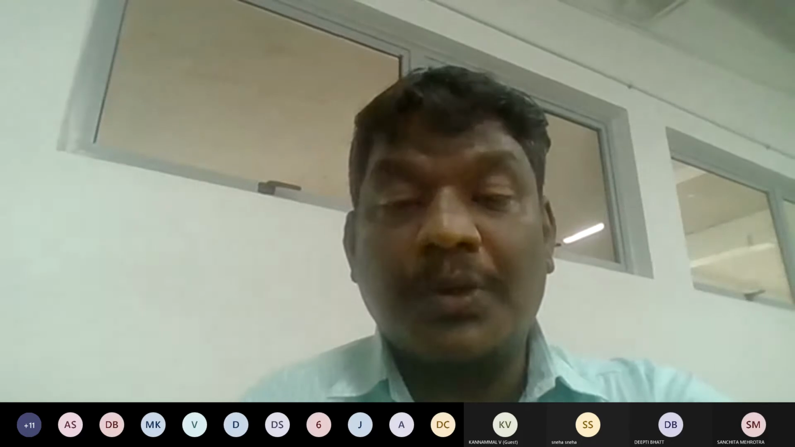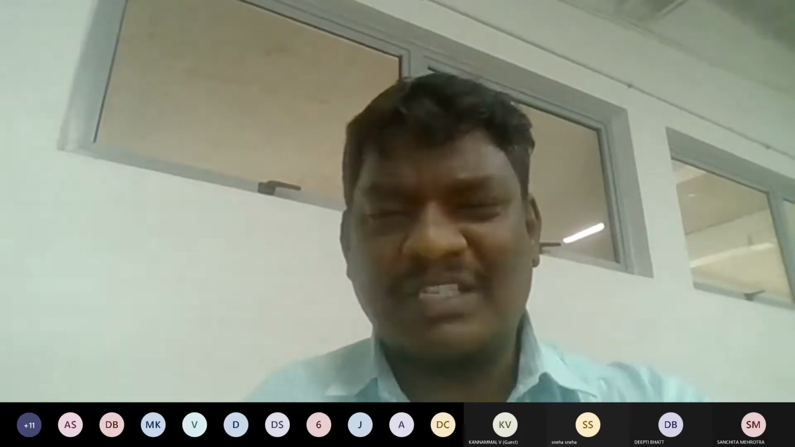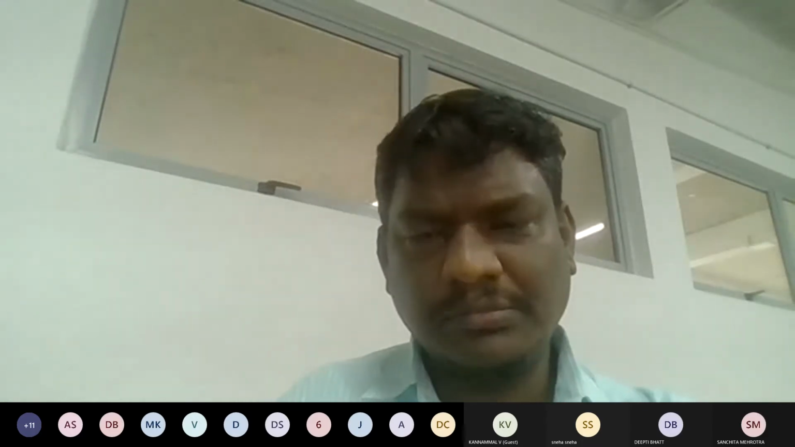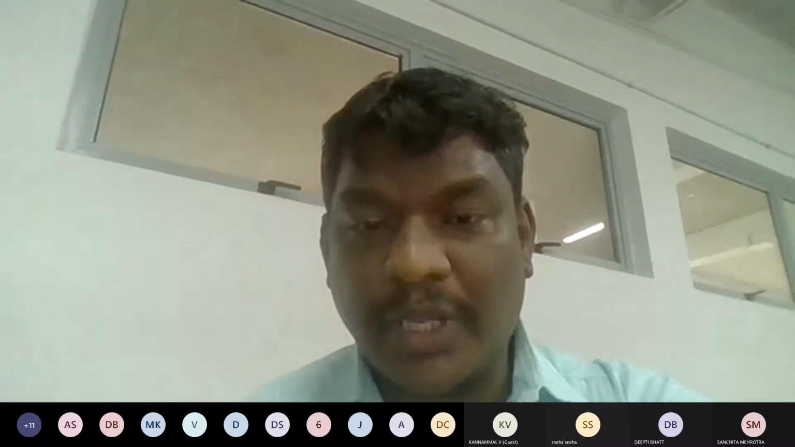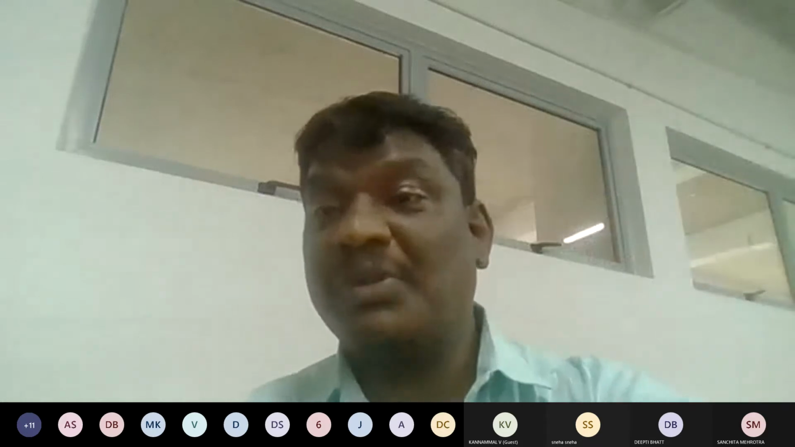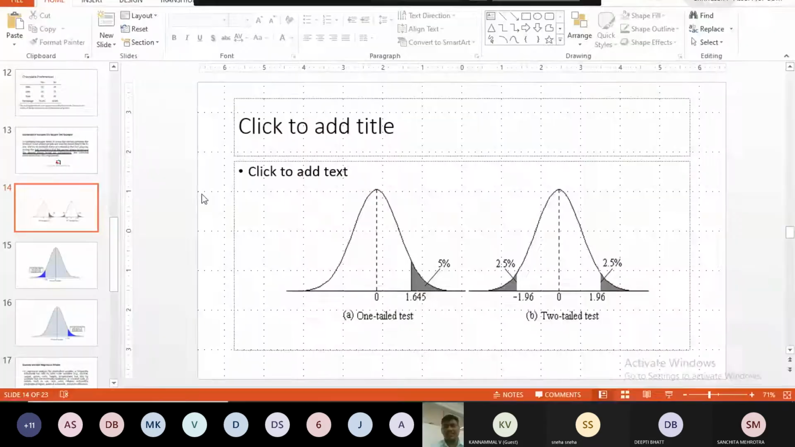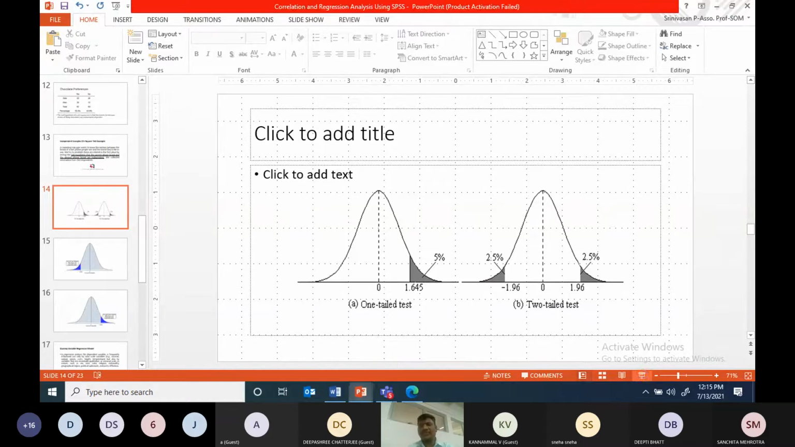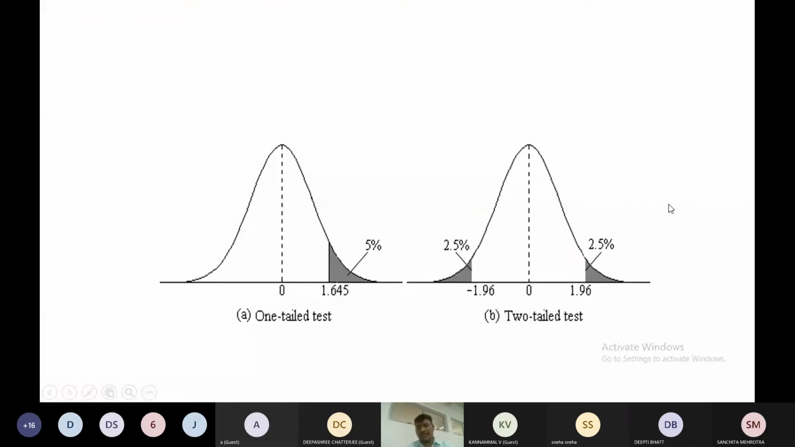You can see the books also. Let me share the screen. I'll just show the area. You can have a look here. 5% level in a one tail test: you can see the critical value is 1.645. If you give two sides, we are giving equal weightage, so 5% divided by 2, 2.5% on each of the two sides. 5% is 5%. If it falls in any of the regions, it's 5%.